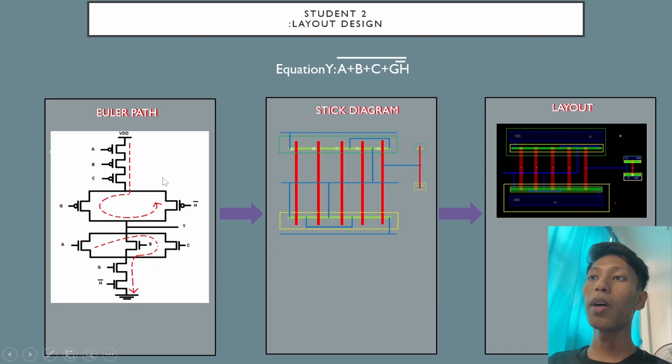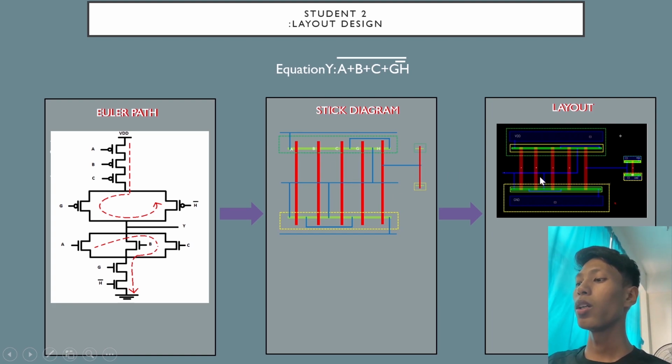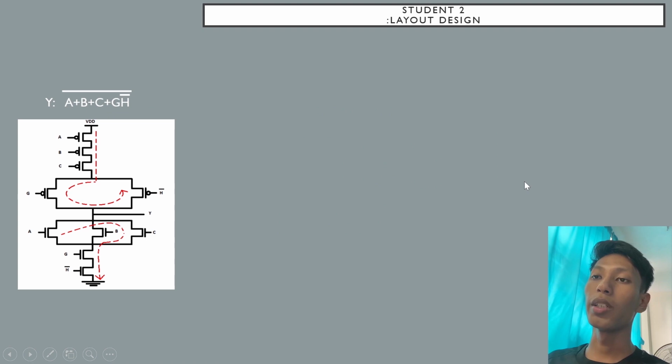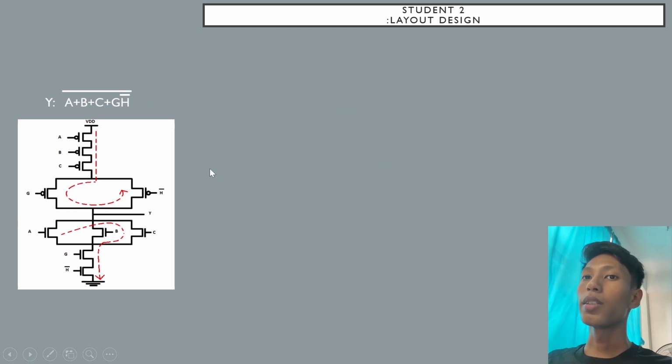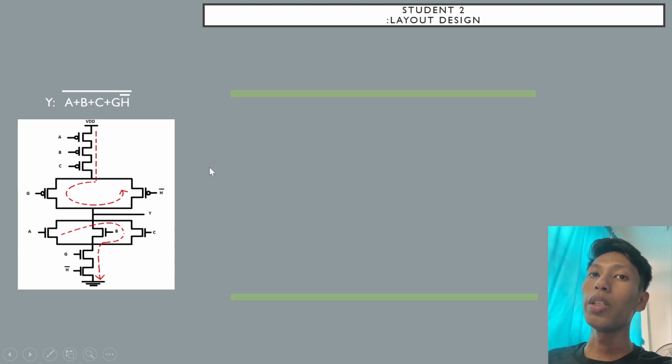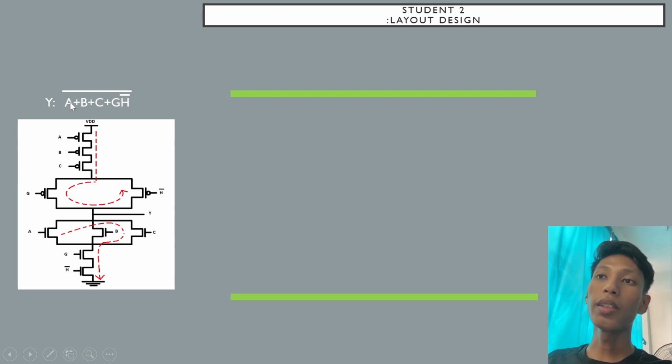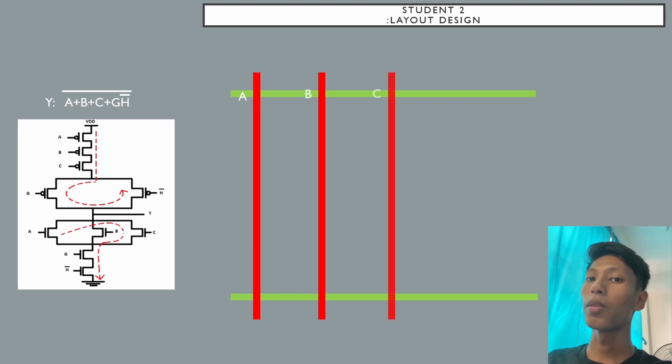After the Euler path, we make a stick diagram. A stick diagram makes it easier to make a layout in VMware. So let's take a look at how to make the stick diagram from the Euler path. First part, we need to know about the green layer. This green part is the PMOS and NMOS. PMOS and NMOS are the active part. Next, let's see how many transistors we have: A, B, C, G, H. There are 5 transistors, so we make 5 poly lines here: A, B, C, G, H.